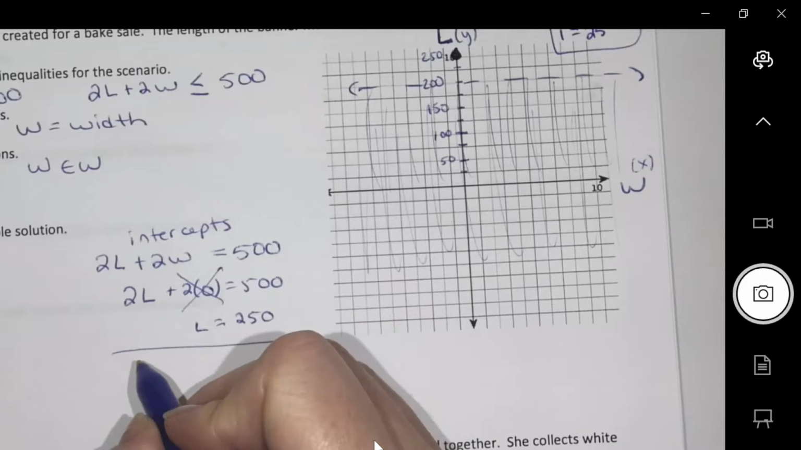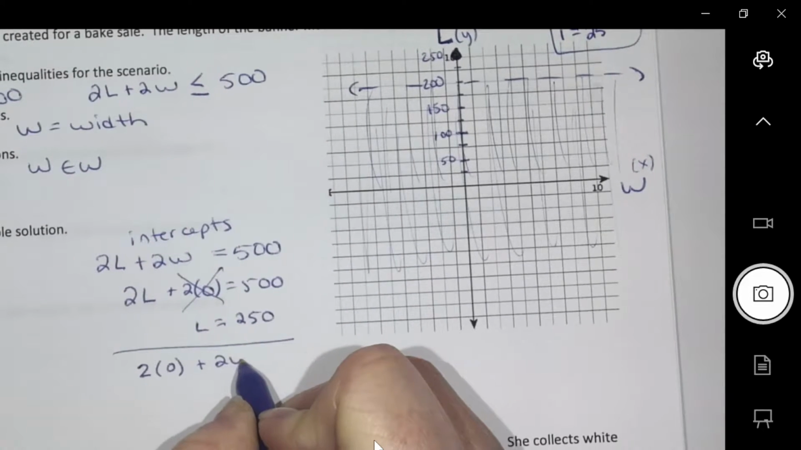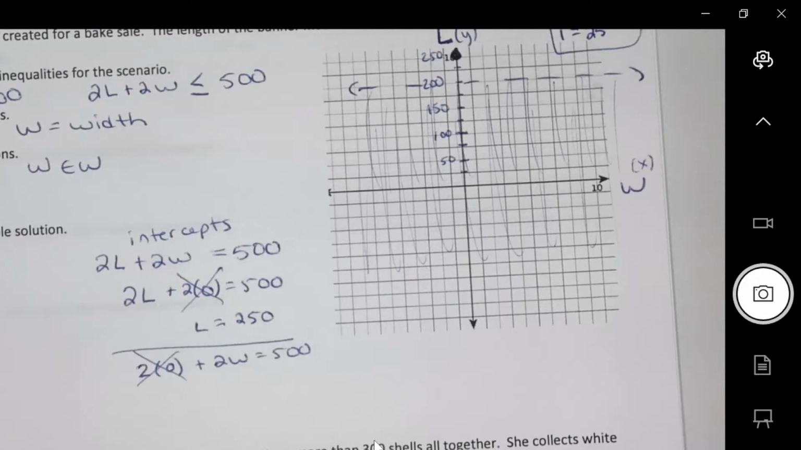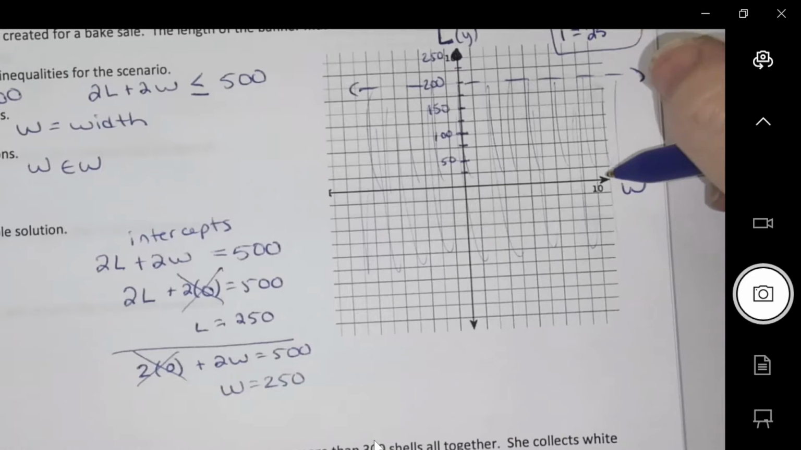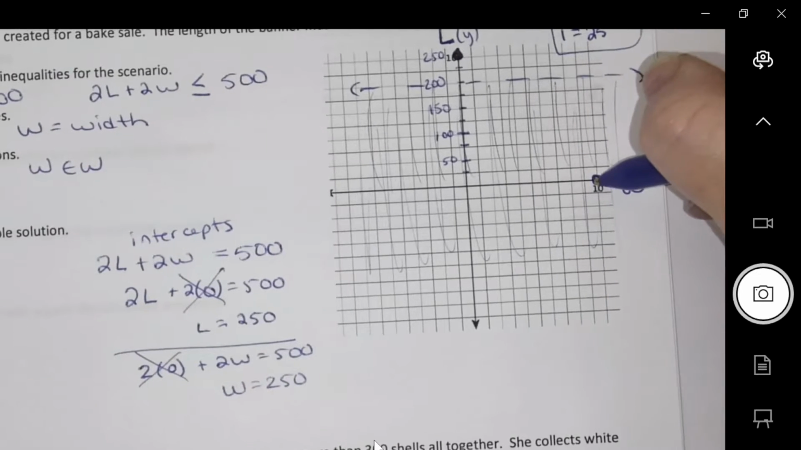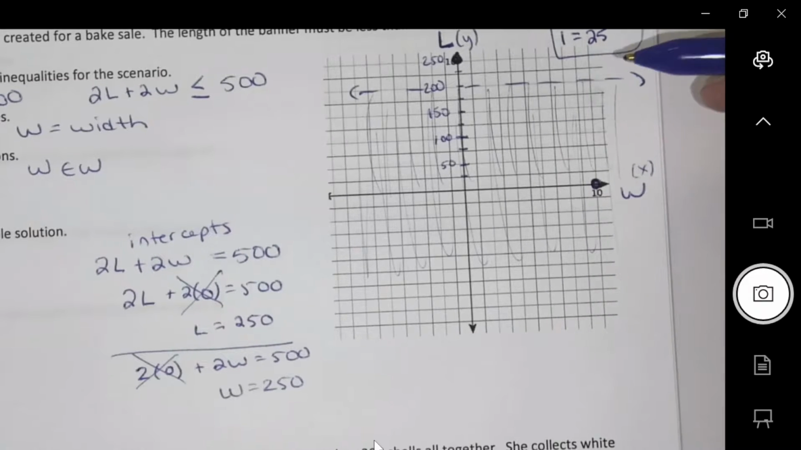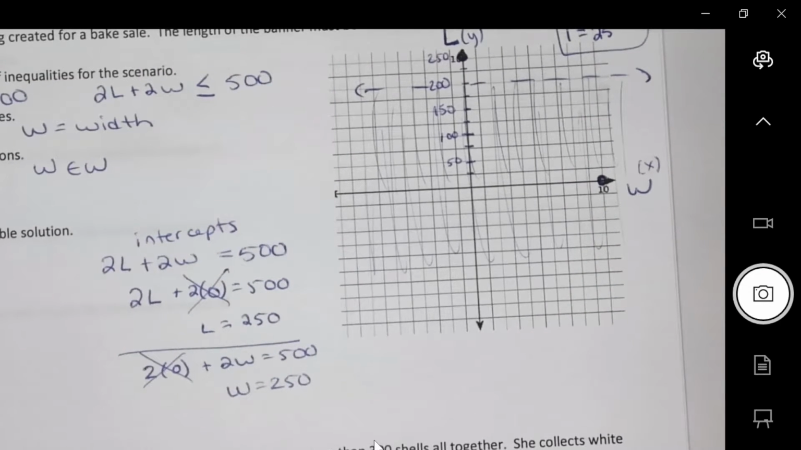Okay, now I'm going to do the other. So now I'm going to pretend the L is 0. So now the W equals 250. So I'm going to put those two dots. And now I can make a line. Once I have the two intercepts, I can make a line through them.